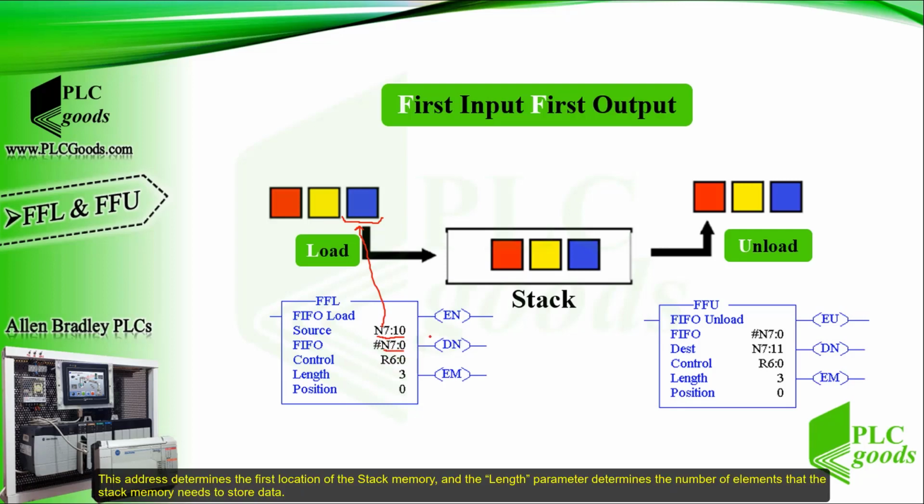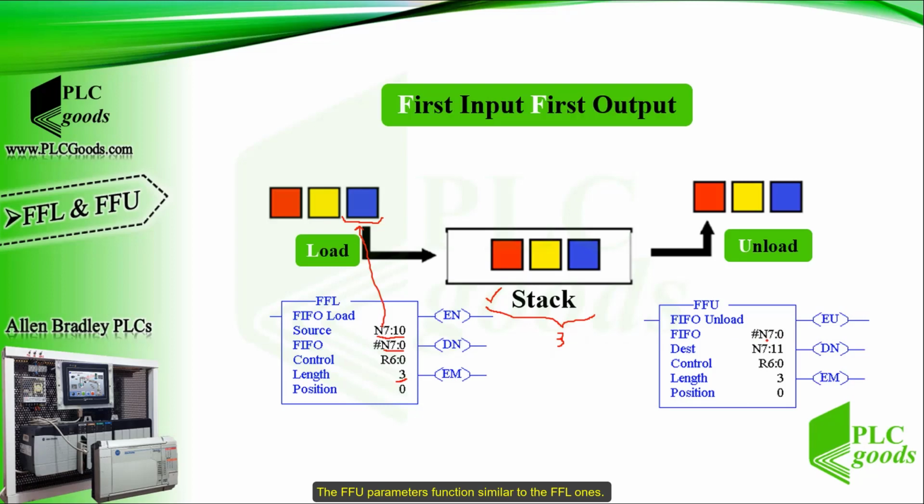This address determines the first location of the stack memory, and the length parameter determines the number of elements that the stack memory needs to store data. The FFU parameters function similar to the FFL ones. Note that a destination parameter determines the destination address for unloading data.